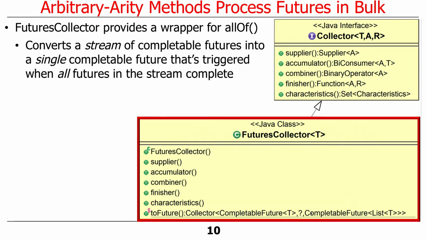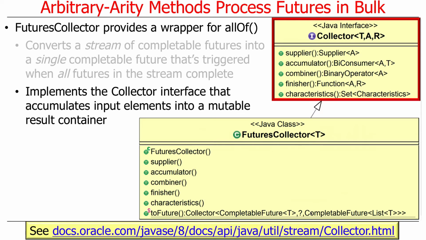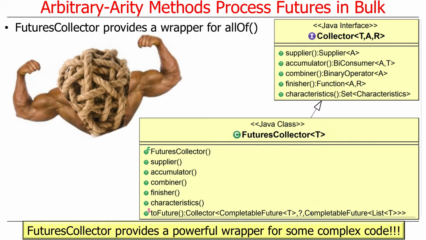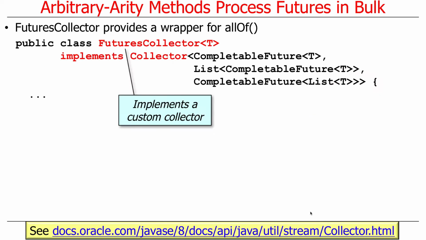So let's see how that works. And it implements the Collector interface to do all this stuff. This is really, really cool. And it takes something that's very complicated but very powerful and makes it easy to work with, right? So that's the Gordian knot with muscles, right? So it's a powerful but complicated thing.